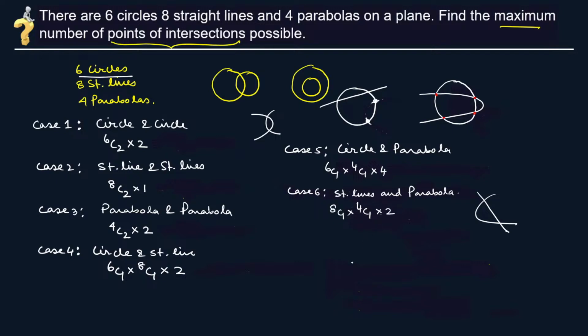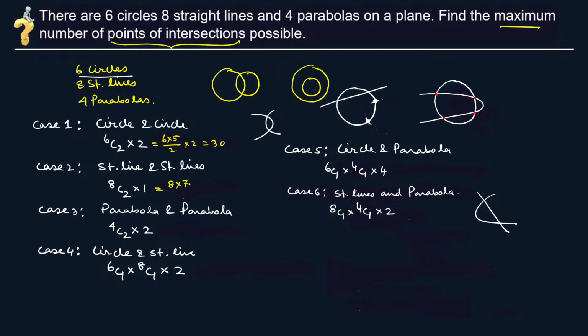Therefore, the maximum number of points of intersection that you can get from a straight line and a parabola is 8C1 into 4C1 into 2. I hope it is clear to all. Now let me just calculate this. 6C2 is basically 6 into 5 divided by 2 into 2. So that gives us 30.